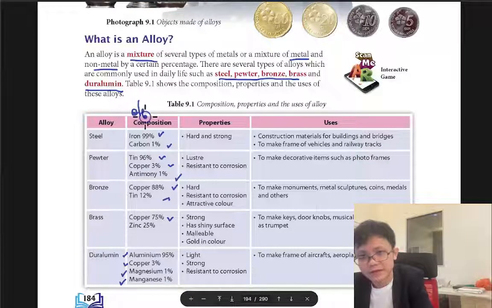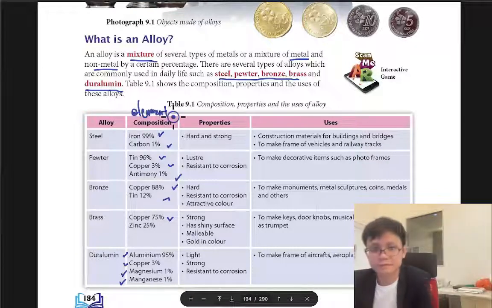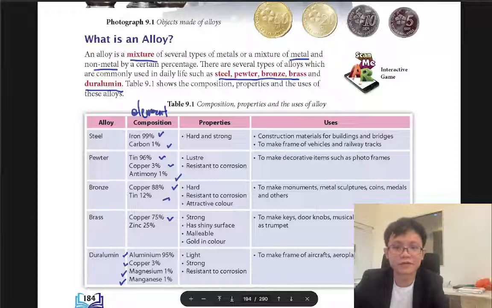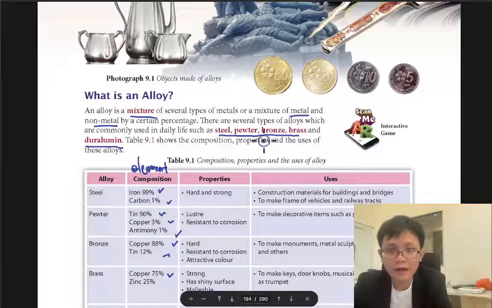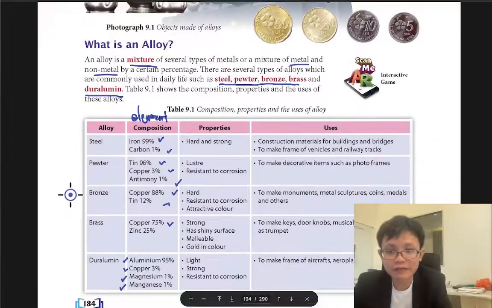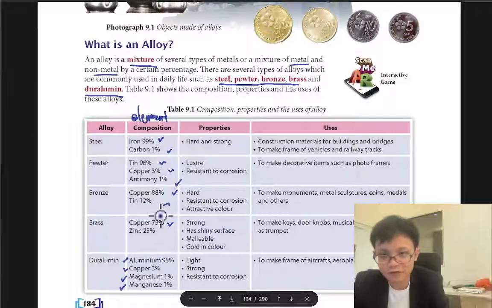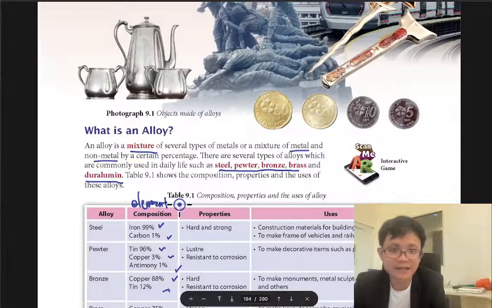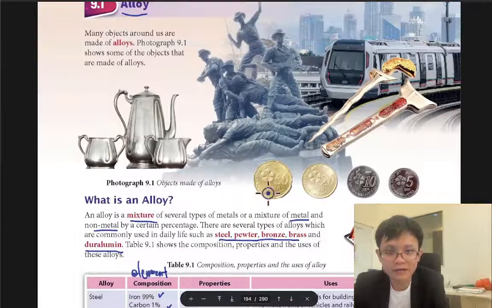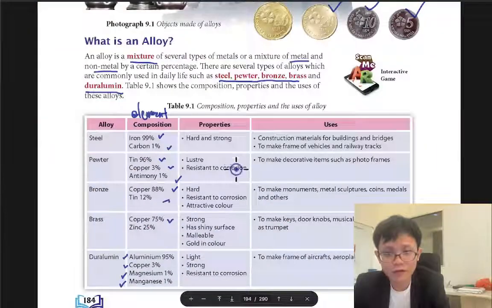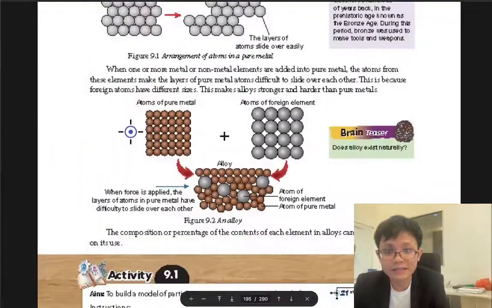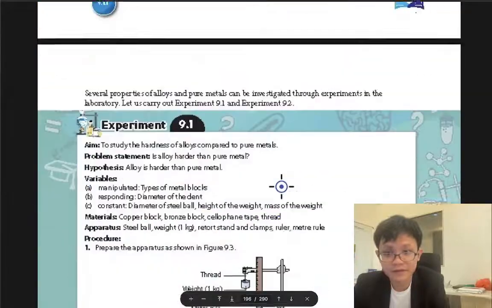Okay, let's put here the elements that we use. After we mix, let's say we mix it at 99% and 1%, or 96% and 3%. Of course, the total adds up to 100%. And why do we want to make it an alloy? Let's say we use the money. It's a type of alloy. And why do we want to make it an alloy? Because it is stronger.